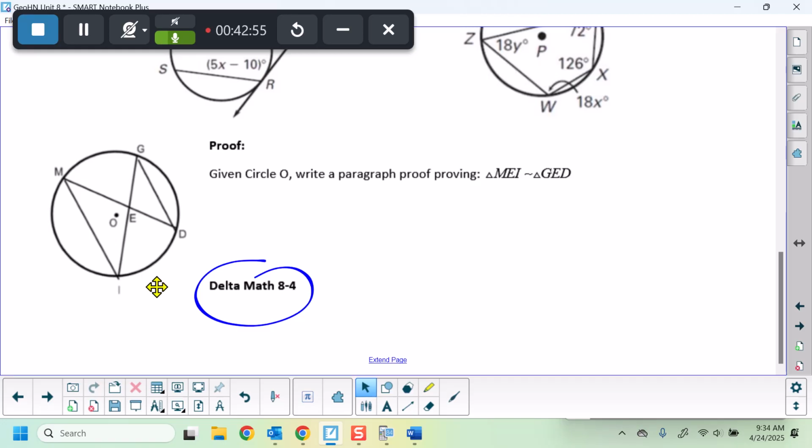If you are behind on your geometry, I don't know what else I can say to beg and plead and encourage you. Come after school, come before school, take the time, because we're only halfway through the unit and there's so much more to go. So we want to make sure that you're processing this and that you're set up for success.